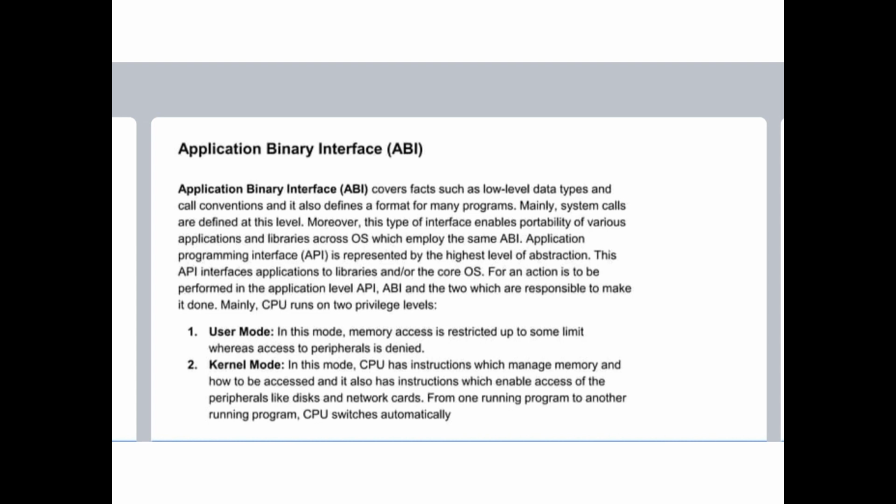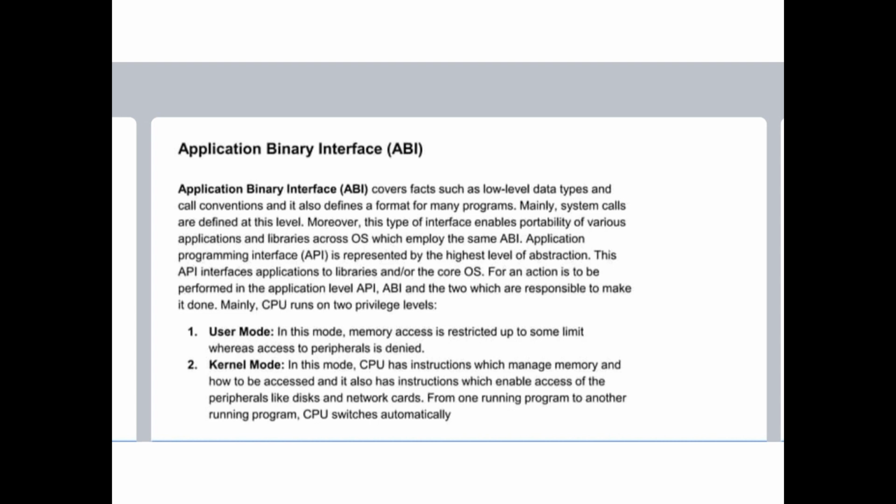Moreover, this type of interface enables portability of various applications and libraries across operating systems which employ the same application binary interface. The application programming interface is represented by the highest level of abstraction. This application programming interface allows applications to call libraries and or the core operating system for an action to be performed at the application level, and the ABI and API are responsible to make it done.